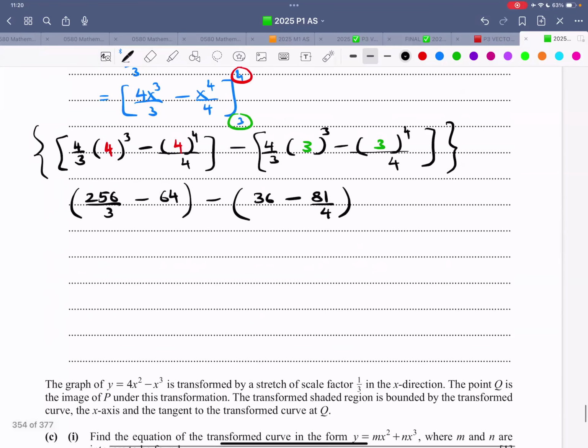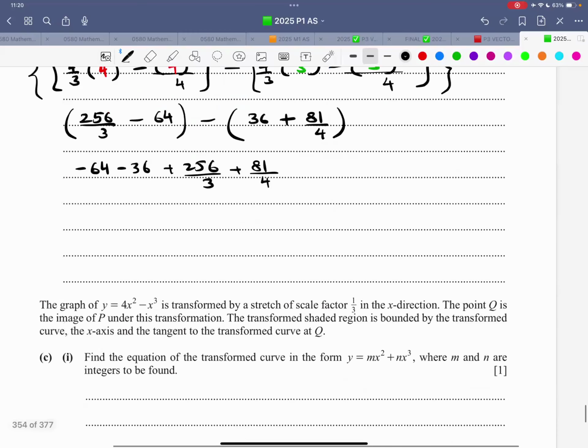So now this is negative 64, negative 36. This is 256 over 3. I think this becomes positive. So this is 256 over 3. And this is 81 over 4. So now this is negative 100. And I don't have the other calculator handy. So let me just multiply it out.